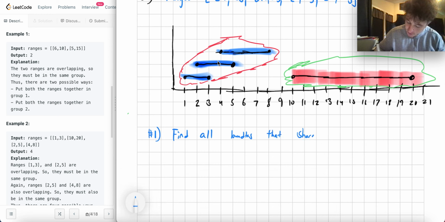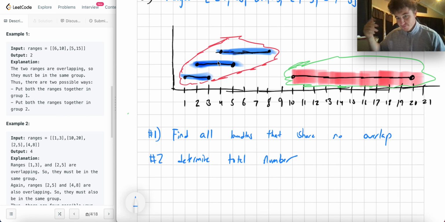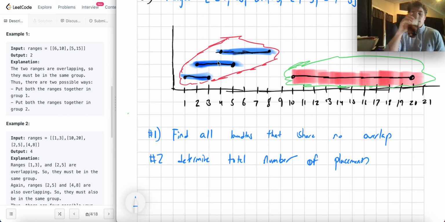So we find all bundles that share no overlap. And then we determine the total number of what? Total number of placements, I guess. It's been a while since I've taken discrete math, so some of the terminology is lost within the depths of my mind.